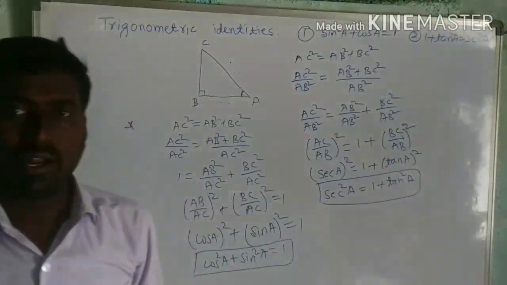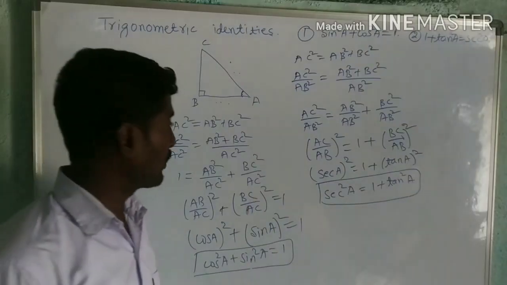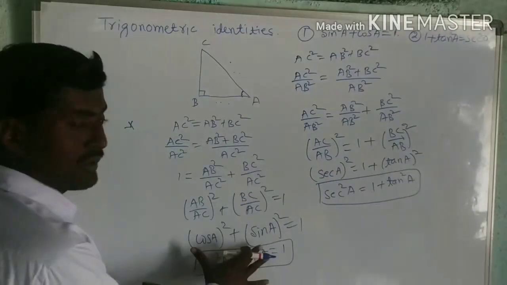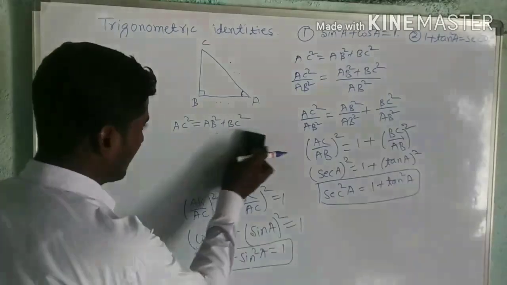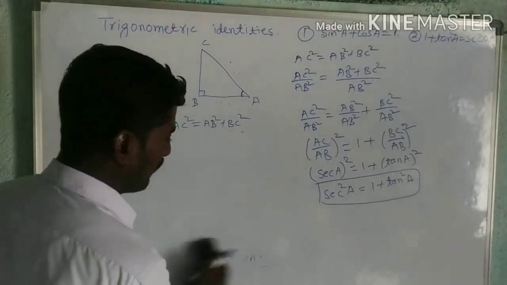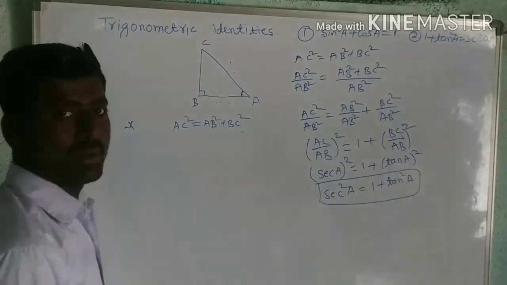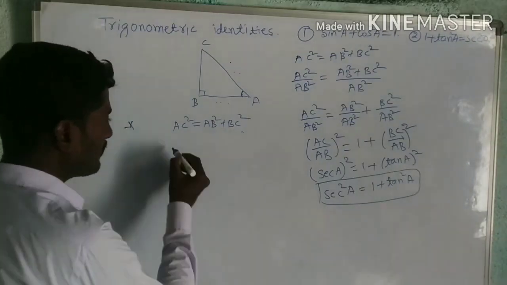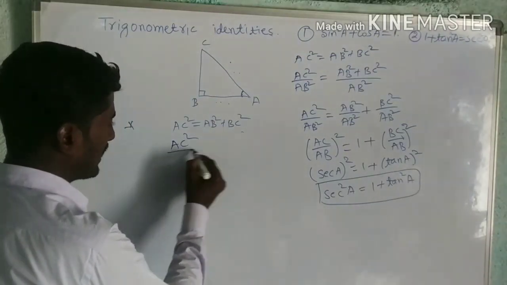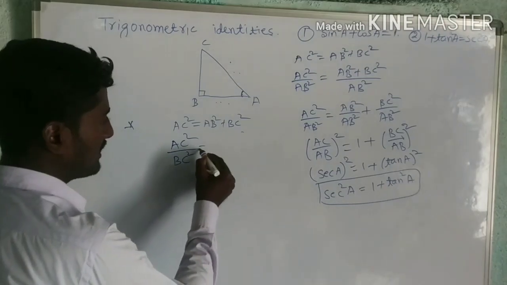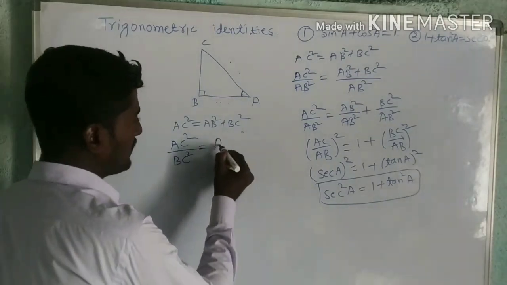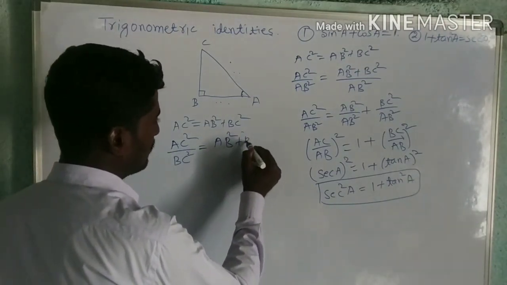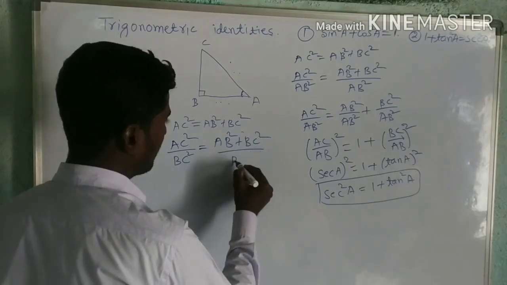Now I am going to divide both sides by BC square. This is how we got it. Now the third identity I want to get, for that, I will divide both sides by BC square. Now this is AC square divided by BC square is equal to AB square plus BC square divided by BC square.